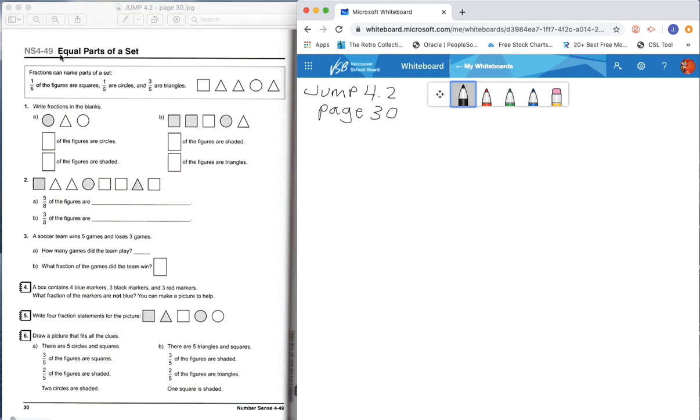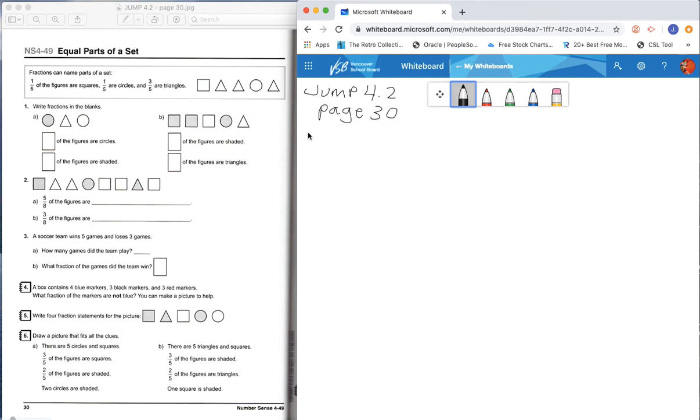So today we're looking at equal parts of a set, and let's read the top box together. Fractions can name parts of a set. 1/5 of the figures are squares. You can see 1, 2, 3, 4, 5, so there are 5 shapes in the set. So 5 is the denominator and 1 square, so 1 on top. 1/5 are circles. Again, there's only one circle out of the 5 possible shapes, so it's 1/5. And there are 3 triangles, 1, 2, 3, out of a possible 5 shapes, so 3/5.